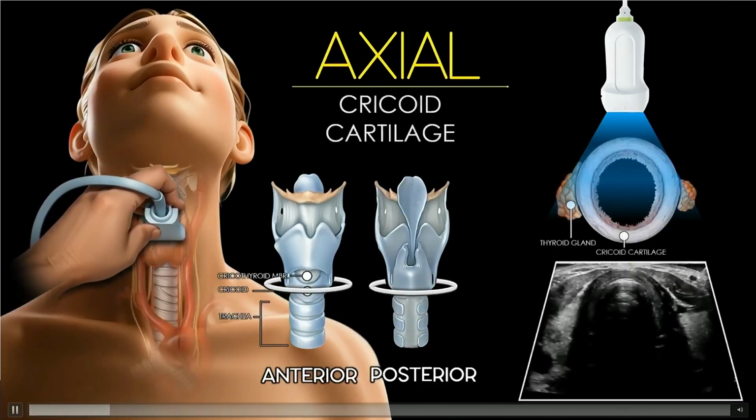As we move cranially, the cricoid cartilage appears on ultrasound as a complete round or oval hypoechoic ring located just below the thyroid cartilage. Unlike the C-shaped tracheal rings, the cricoid forms a full circle, making it a key anatomical landmark. It has a characteristic inverted U shape in axial view.